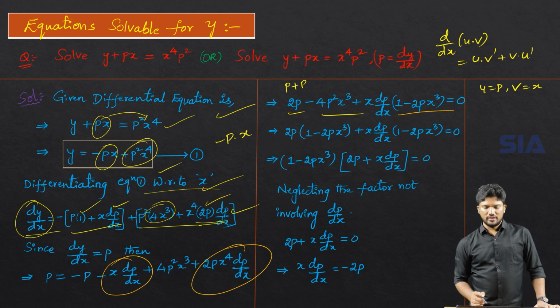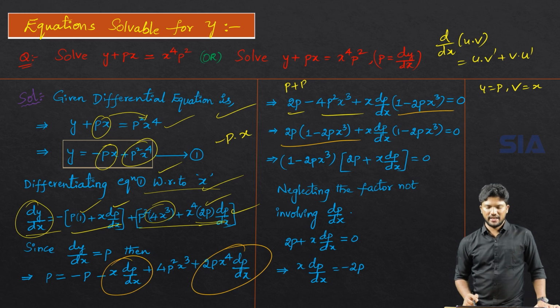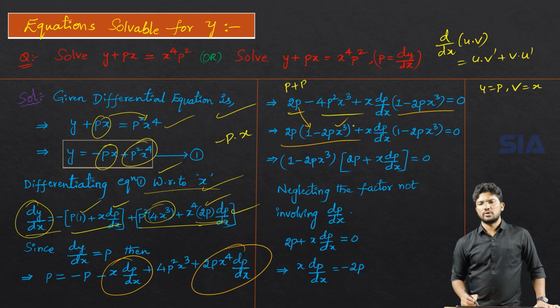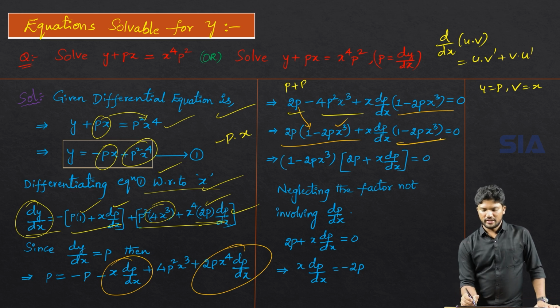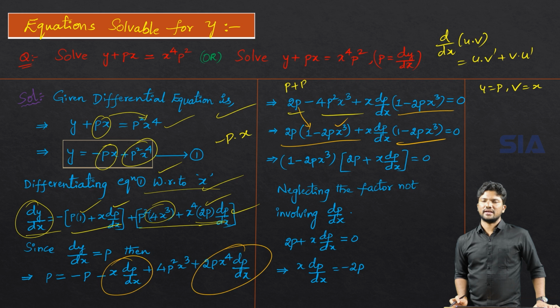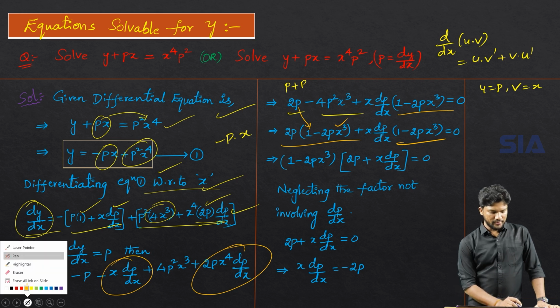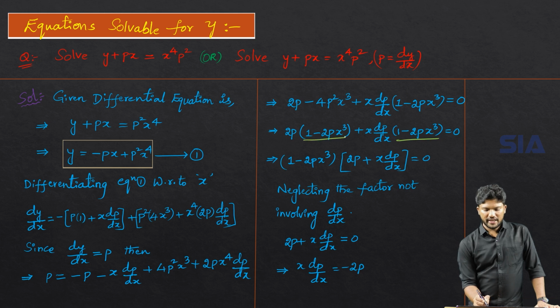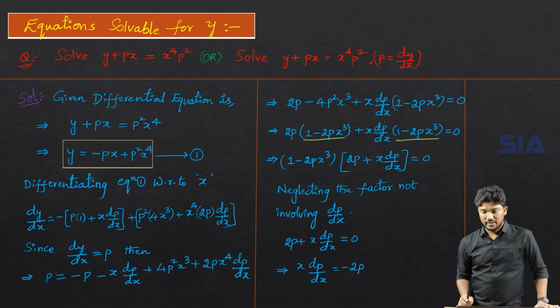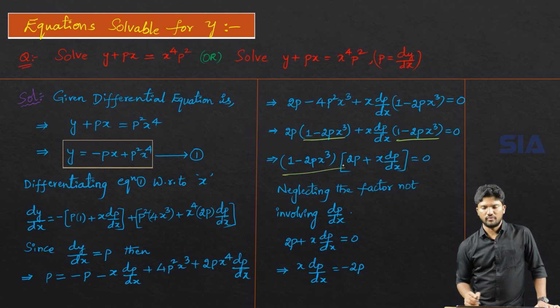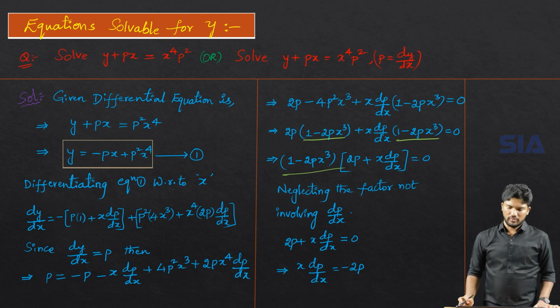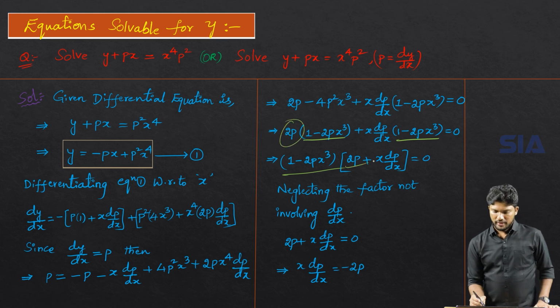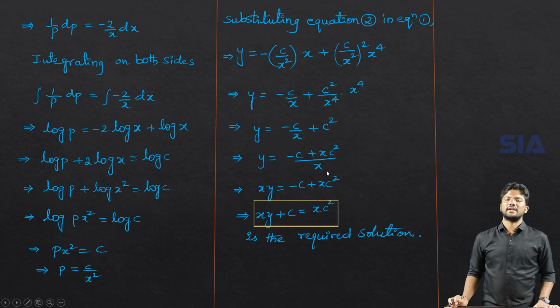Now again from the first two terms take 2p common. If you take 2p common, 2p into, here 1 will come, minus 2p x cube will come from the second term, and write down the remaining term as it is, x dp by dx. Now again take 1 minus 2p x cube common. Then if you take that term common, 1 minus 2p x whole cube equal to, first term 2p plus the remaining term x dp by dx.